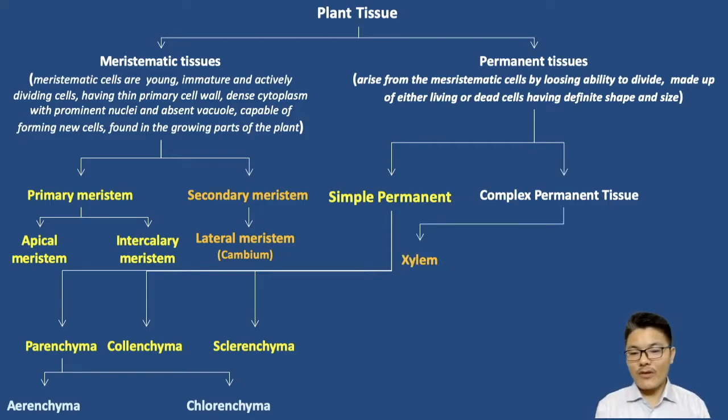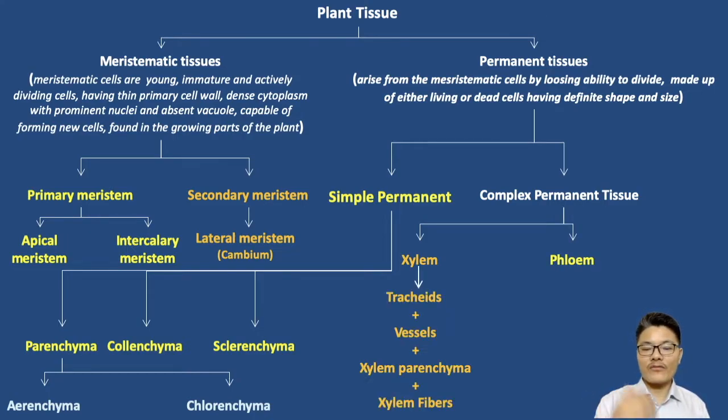In case of complex permanent tissue, we have xylem and phloem. Xylem is made up of usually different cells or tissues called tracheids, vessels, xylem parenchyma, xylem fiber. So these different cells or tissues are making up xylem. That's why xylem is a complex permanent tissue.